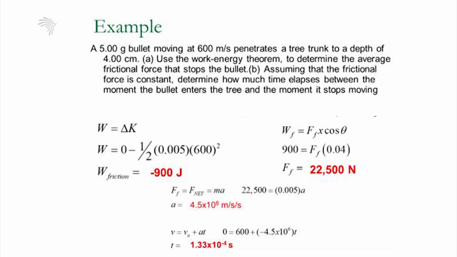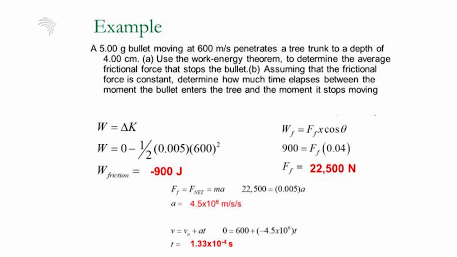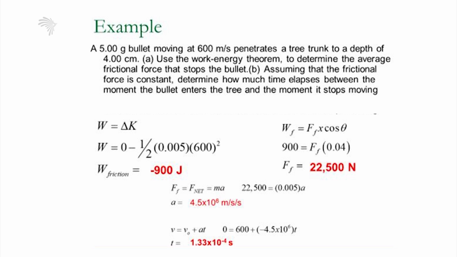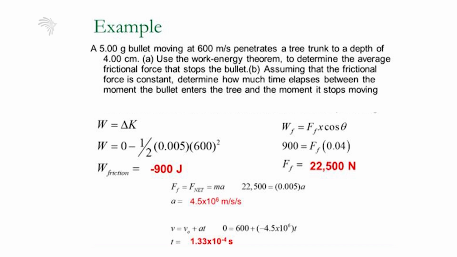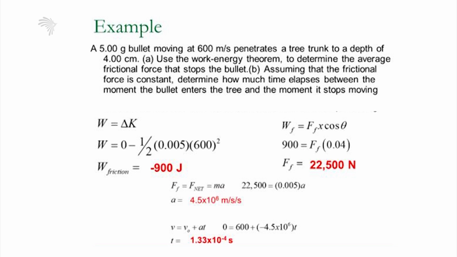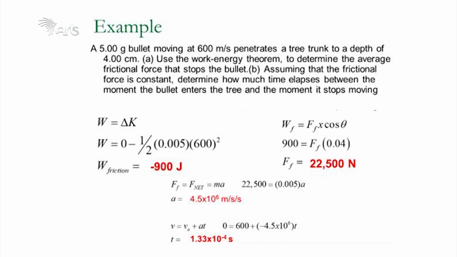But we are asked to calculate the frictional force, and to find this, work done by friction equals frictional force times displacement x times cosine of theta. But since it is frictional force, force and displacement are in opposite direction, and cosine of theta is -1. Now you can substitute all the known variables, and frictional force becomes 22,500 Newton.